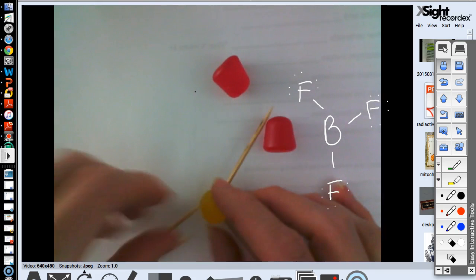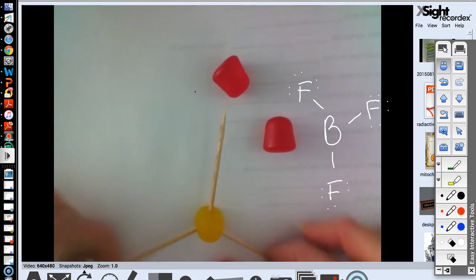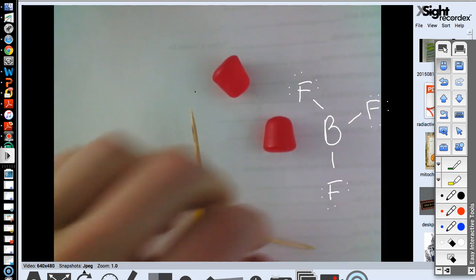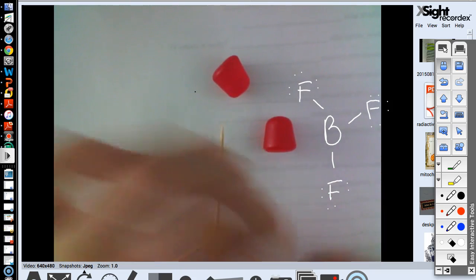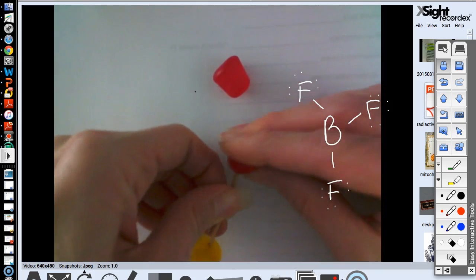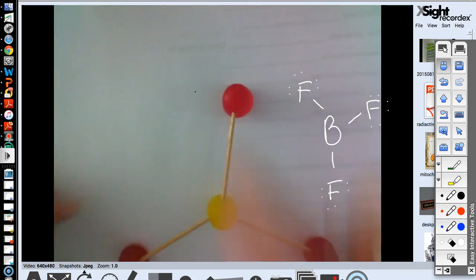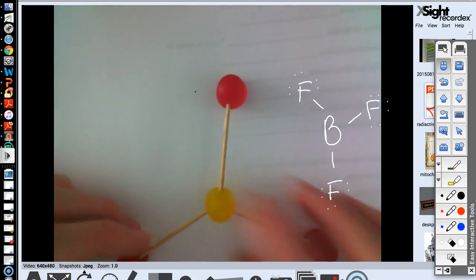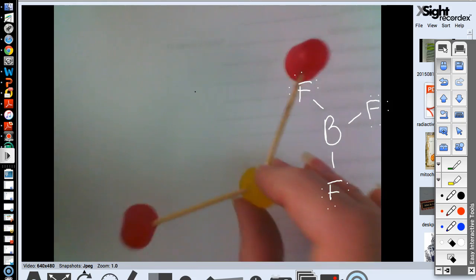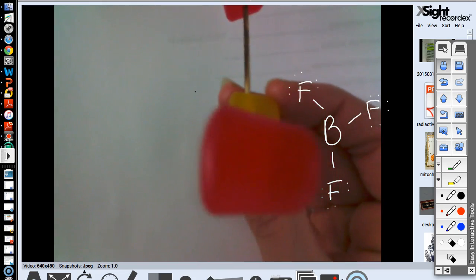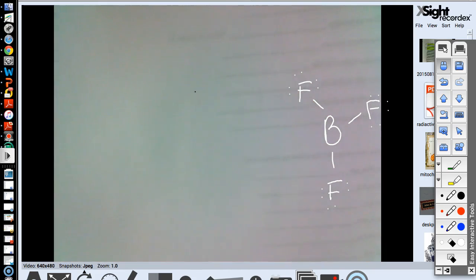kind of like a Mercedes-Benz sign, if you want to think about it like that. And we're just going to connect it, and there you go. This is trigonal planar. It makes 3 angles. That's where the trigonal is coming from, and it's flat. So when I look at it, it's flat, and that's trigonal planar. So there you go. I'll give you a chance to build those with your candies.